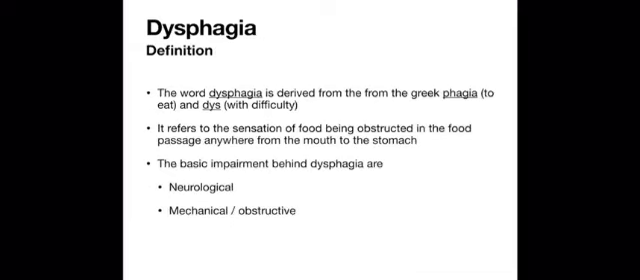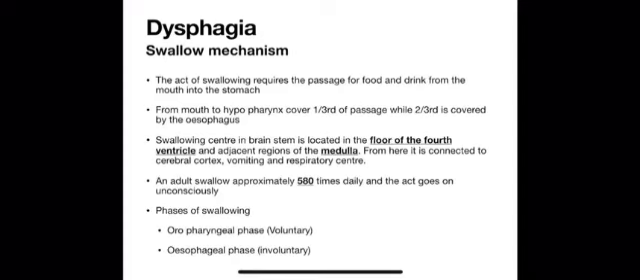This particular presentation consists of the definition, swallowing mechanism, the clinical presentation, grading of dysphagia, the etiology, the various investigations for when a patient presents with dysphagia, and the management of a patient with dysphagia. Moving on to the definition of dysphagia. The word dysphagia is derived from the Greek word phagia, which means to eat, and dys means with difficulty. It refers to the sensation of food being obstructed in the food passage anywhere from the mouth to the stomach. The basic impairments behind dysphagia are neurological, mechanical, or obstructive.